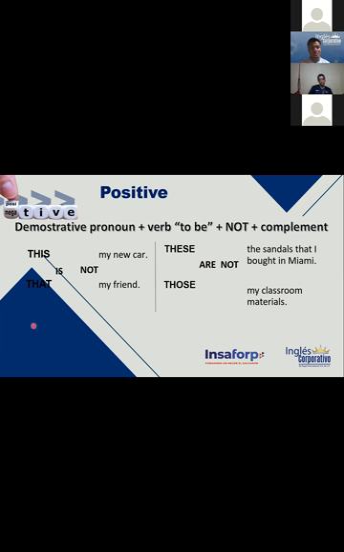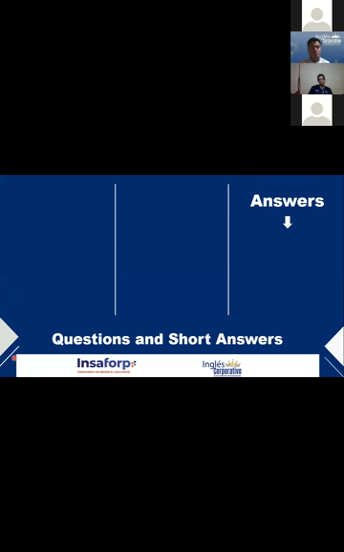Okay, so I'm gonna take that to suggest yes. All right. So, I can also, guys, yo también puedo formar questions. Questions and short answers. How do I do that? ¿Cómo hago eso? I just move the verb be at the beginning. Muevo el verbo to be al inicio. Then the demonstrative pronoun. And then the complement.